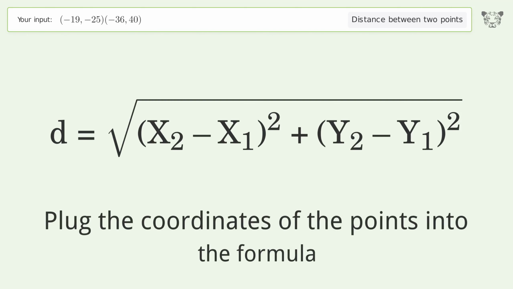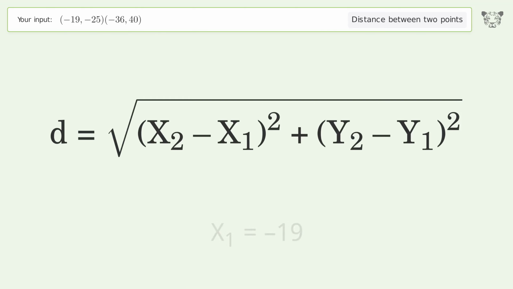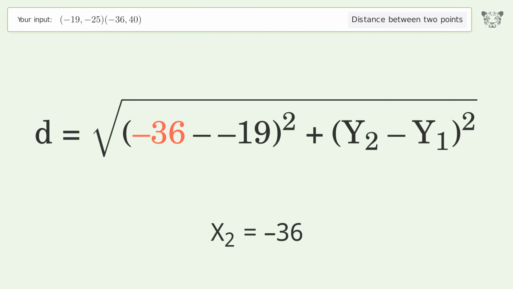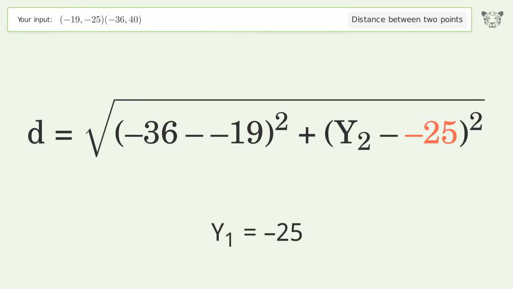Plug the coordinates of the points into the formula. x1 equals -19. x2 equals -36. y1 equals -25. y2 equals 40.